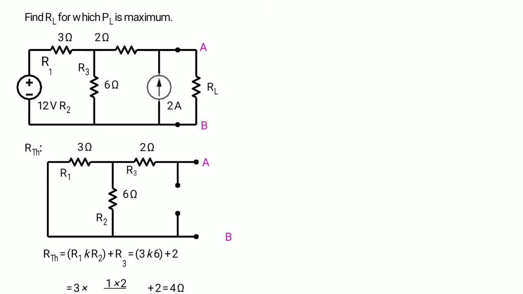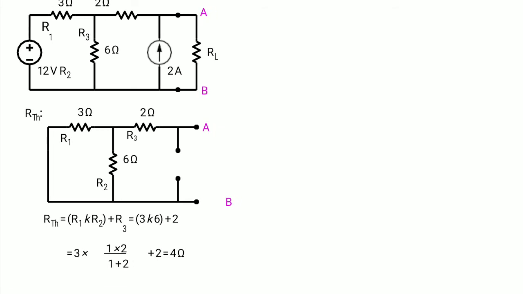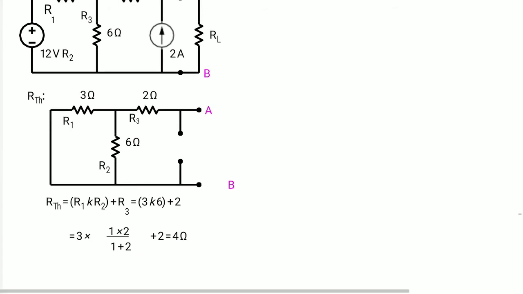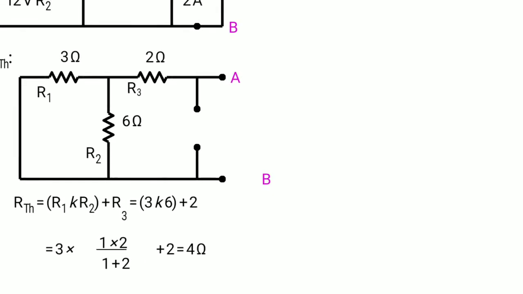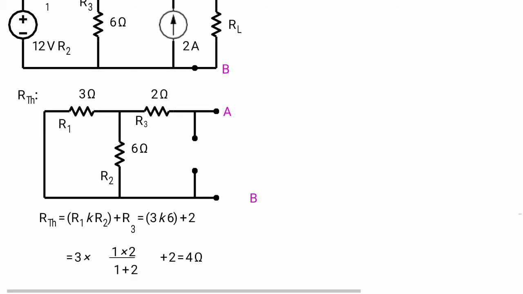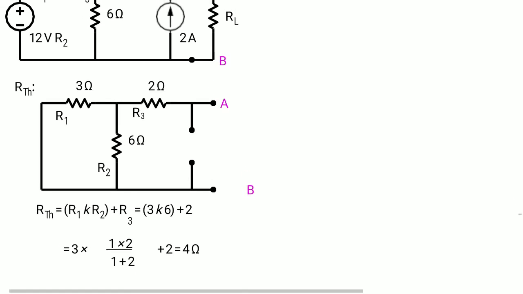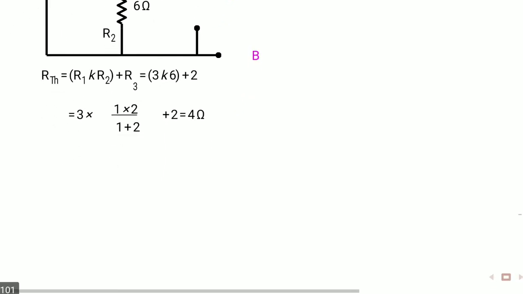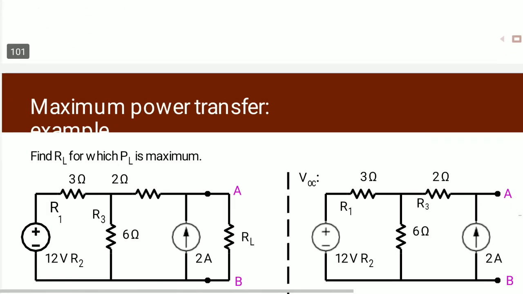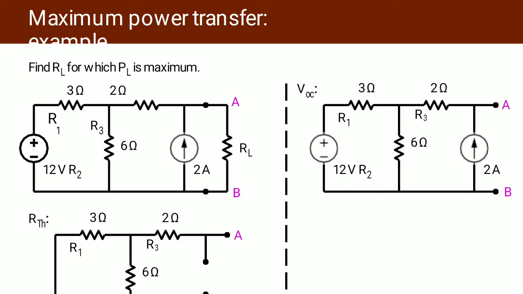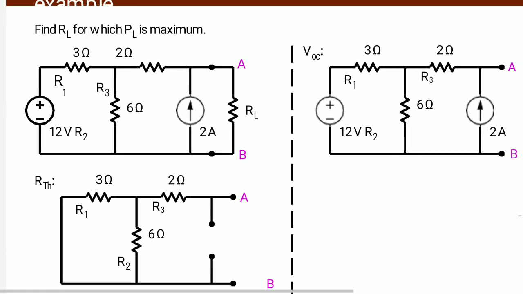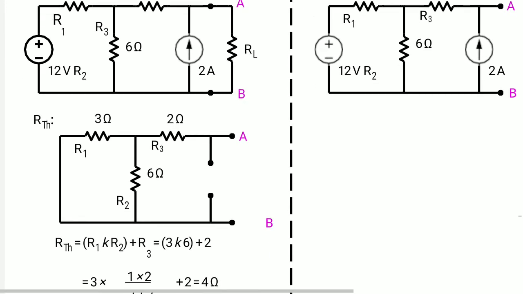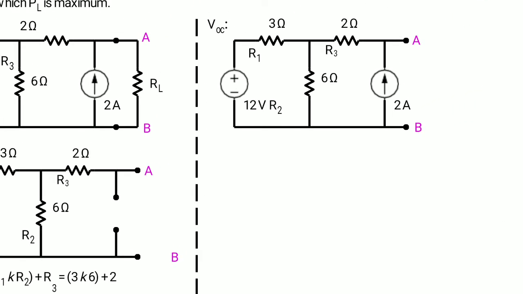See here, this is the 4 ohms. They didn't write it correctly, so you have to calculate in the proper way. Once you observe this, RTH is 4 ohms. RTH is determined as 4 ohms. Now calculate the VTH. How is VTH calculated? See here, observe this.